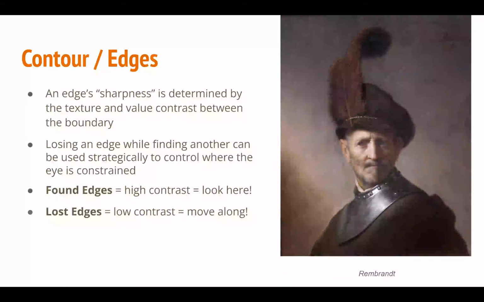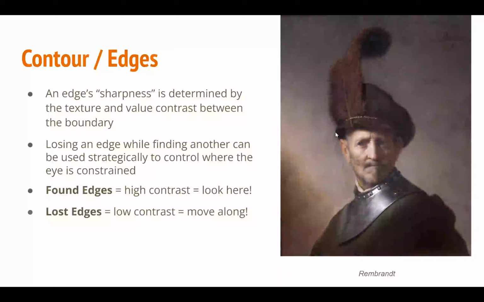So moving on, talking about lines and edges. An edge's sharpness is determined by the texture and value contrast between its boundaries, right? So losing an edge while finding another can be used strategically to control where the eye is constrained. So, you can have an area right here where this boundary or this edge has very low contrast. The value contrast up here is really low, and so this has a softer edge and it starts to fade out, right?